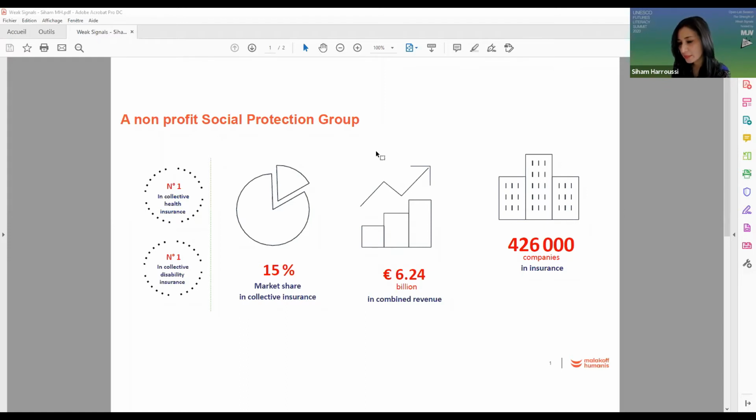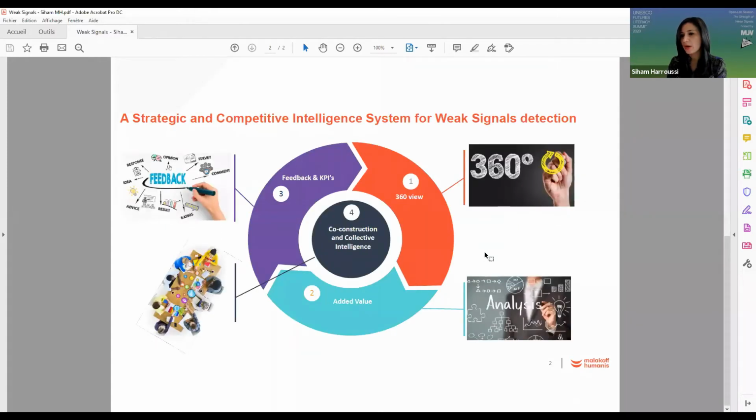We are a non-profit paritarian social protection group. We are a market leader in health and disability insurance for companies, and we are 12,000 employees. So weak signals for us, it's part of our strategic and competitive intelligence activities. We have settled a monitoring system about 10 years ago. And this monitoring system helps us to identify and analyze weak signals.